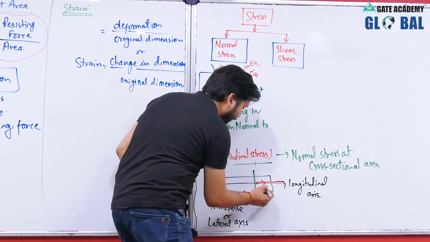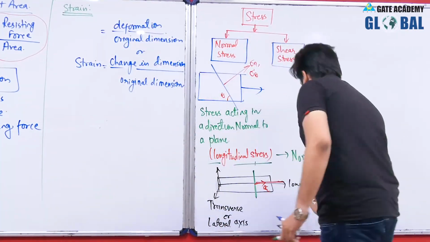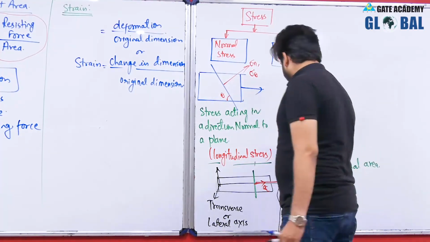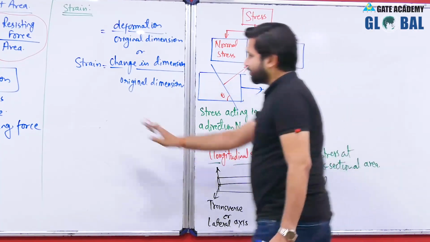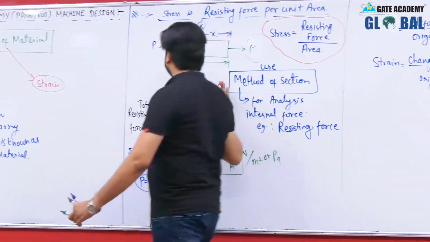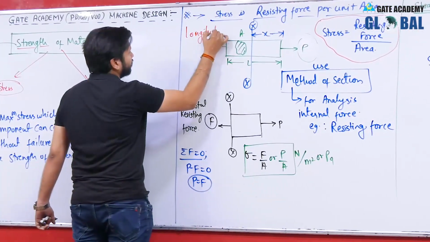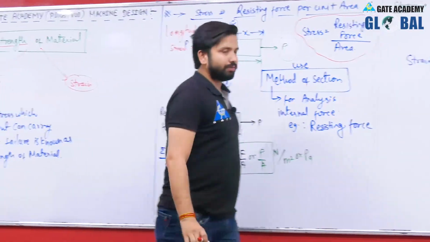So, in this case the sigma n will be acting along the longitudinal axis, and here the stress is represented by sigma. So, basically a longitudinal stress is represented by sigma, okay. So, this example belongs to longitudinal stress, okay.